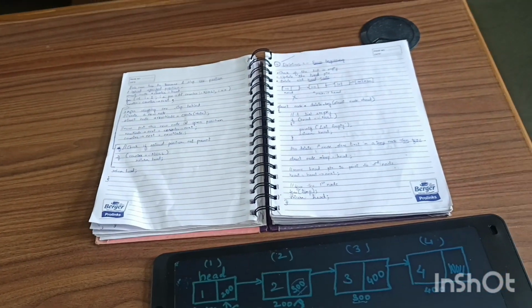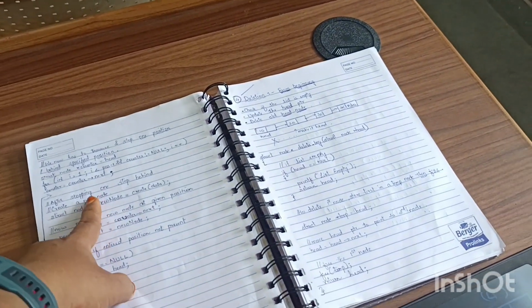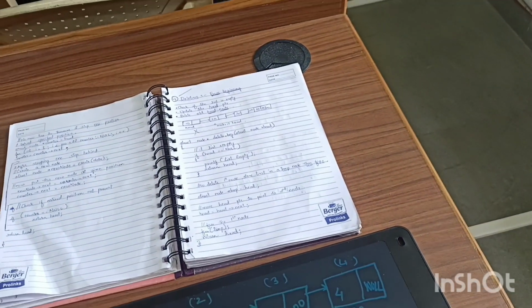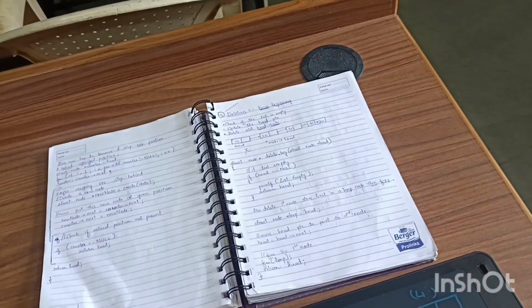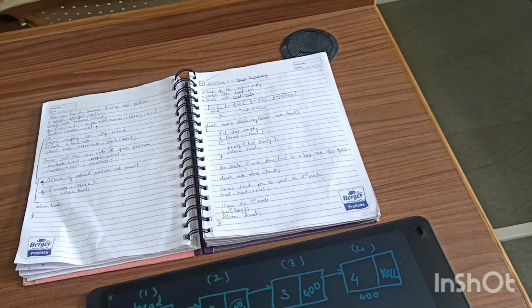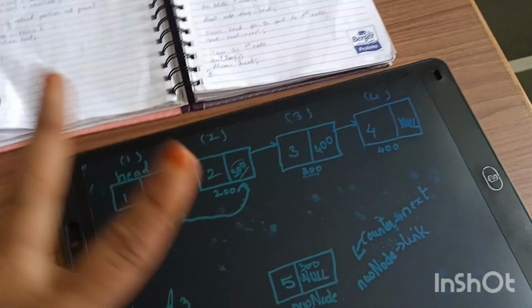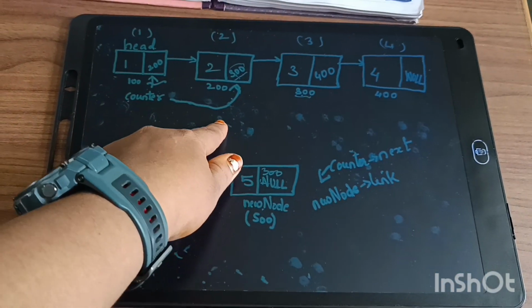Position is 3, 3 minus 1 is 2, I have to stop at 2, but the value of i is now 1. So I have to travel. Now I am coming here, I came here. Now the value of i is 2, and position minus 1, 3 minus 1 is 2. So now you have to stop here.